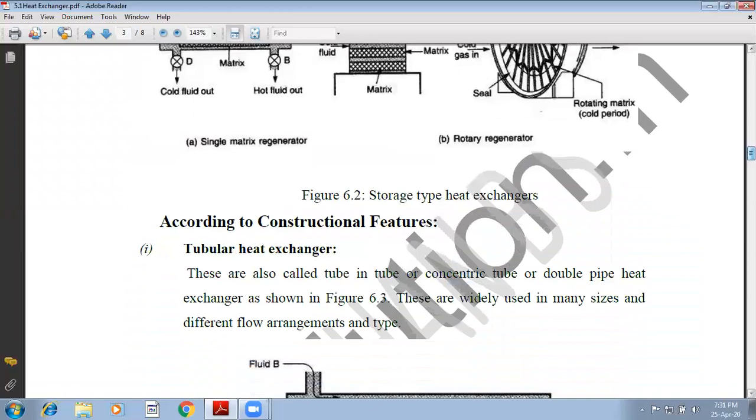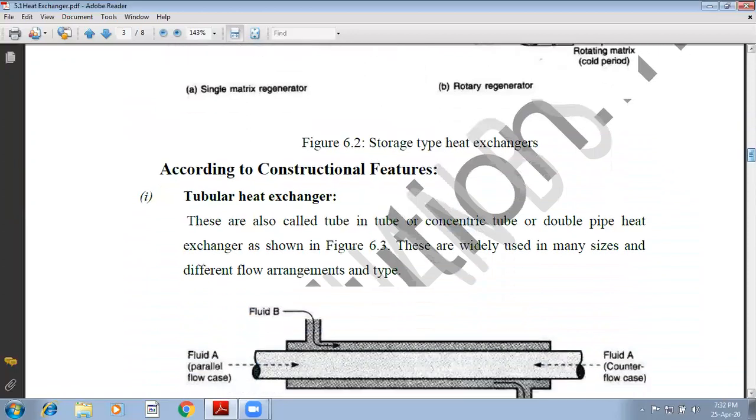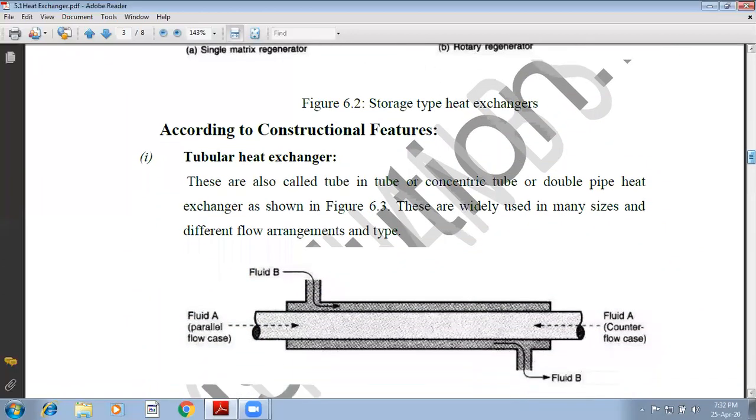Next type of classification is according to constructional features. The first type is tubular heat exchanger. You can see there are two concentric tubes. One is carrying fluid B, another is carrying fluid A. This type of heat exchangers are called as tubular heat exchangers.